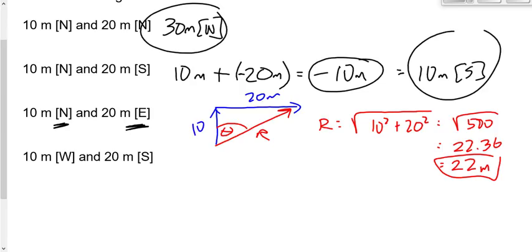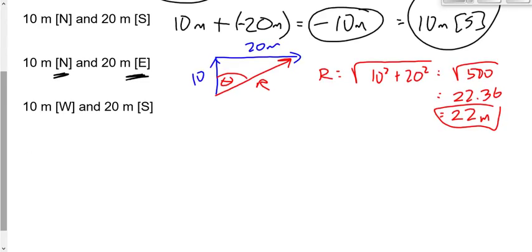10 meters west and 20 meters south. We've got 10 meters to the west, and we've got 20 meters to the south right here. Is that drawn okay? Head to tail, front to back, that's good. My resultant vector is drawn like this, from start to finish.